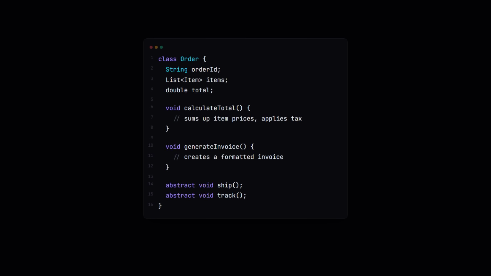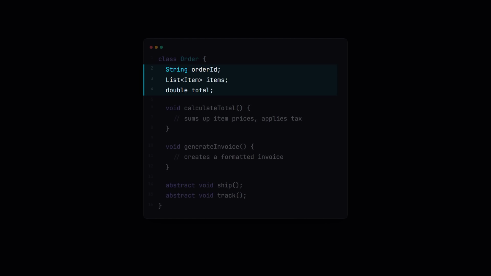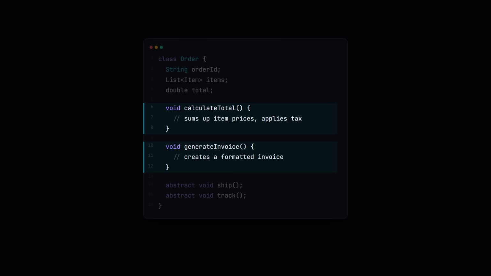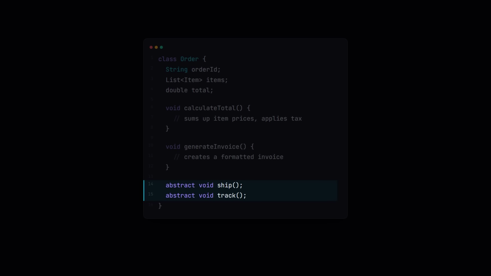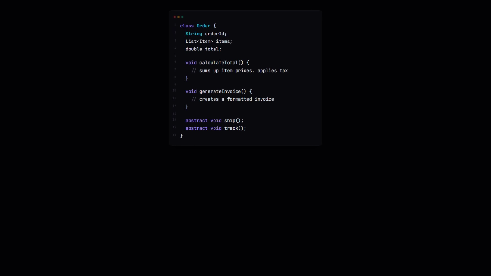We have a base order class. This order class handles the core stuff. It stores the order ID, the list of items, the total. It knows how to calculate the total and generate an invoice. But how the order actually gets delivered depends on the shipping method. Ground shipping works differently from air shipping, works differently from international freight.